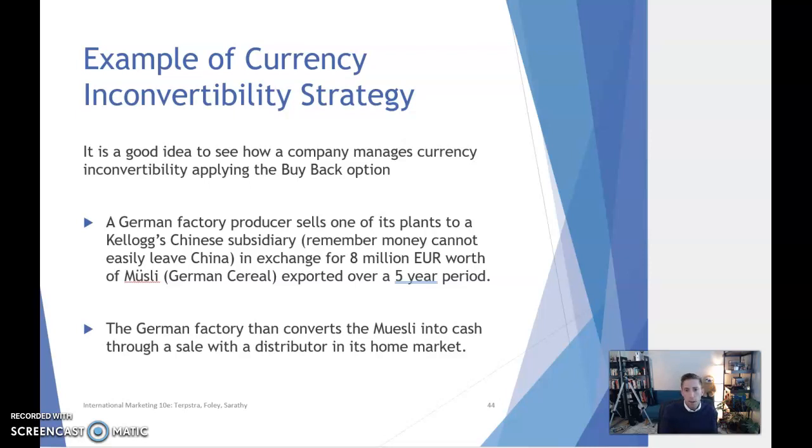Pretty fascinating. So that's a way around currency inconvertibility and how to convert something that's not convertible into cash without having to own a bunch of pork bellies or orange juice. So this is one way to do it.